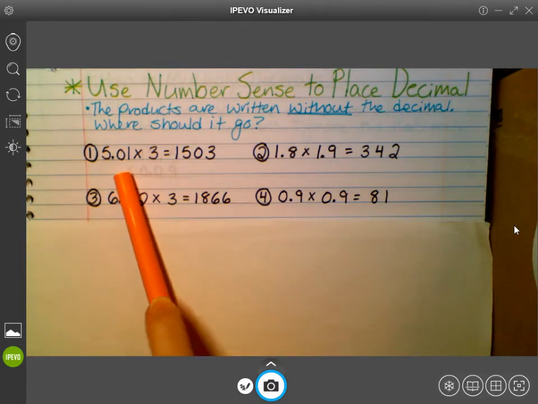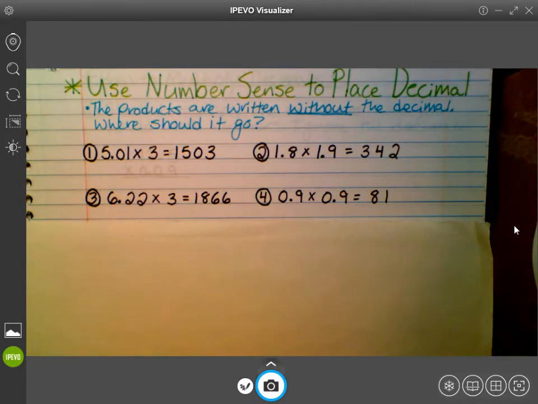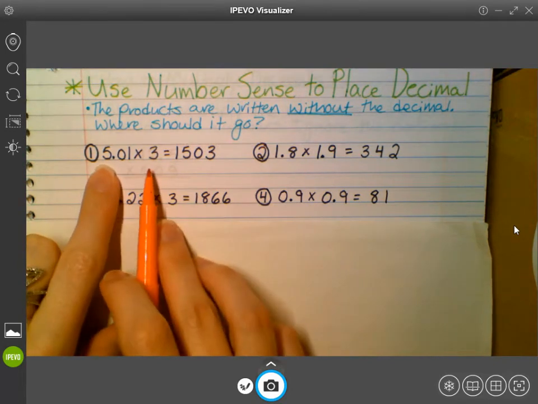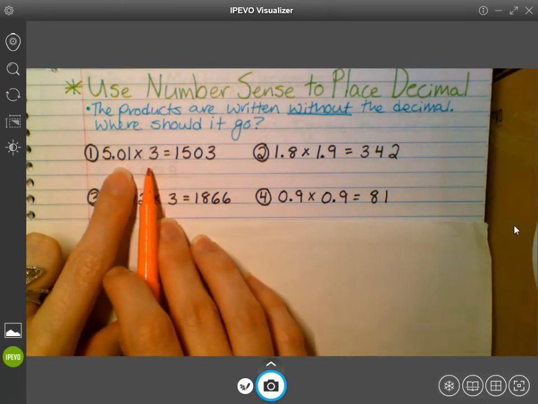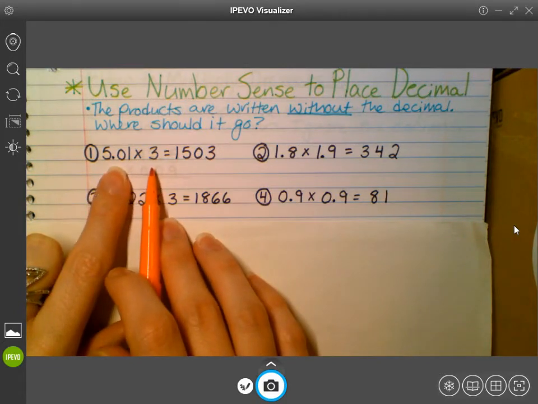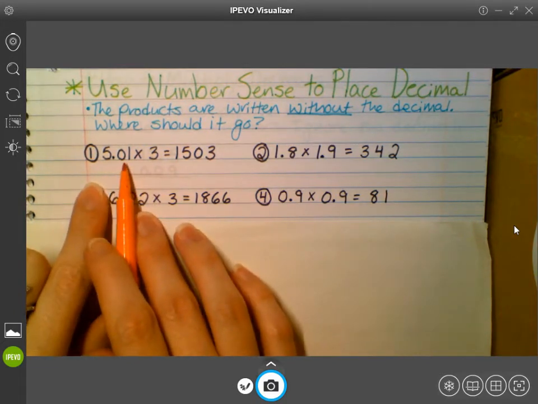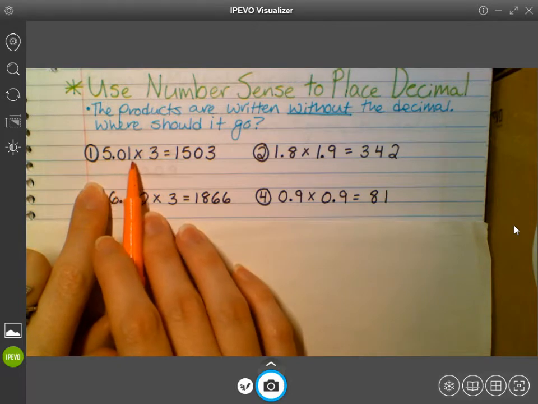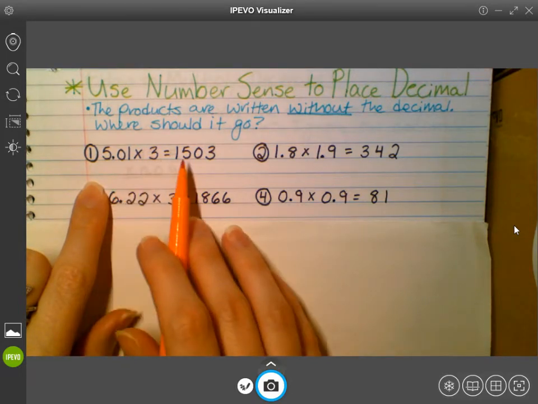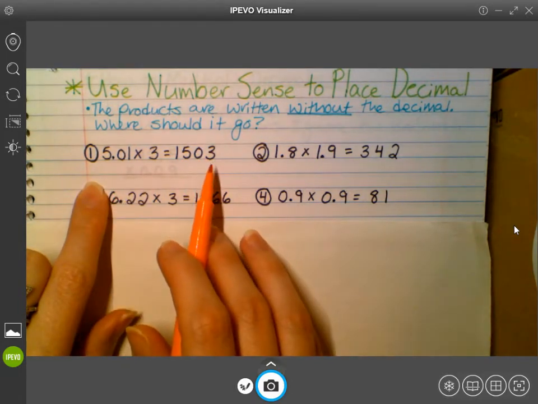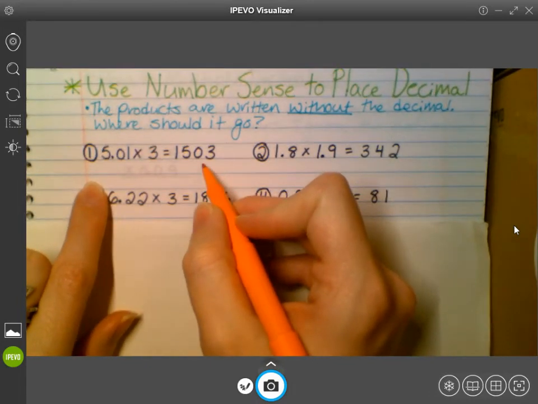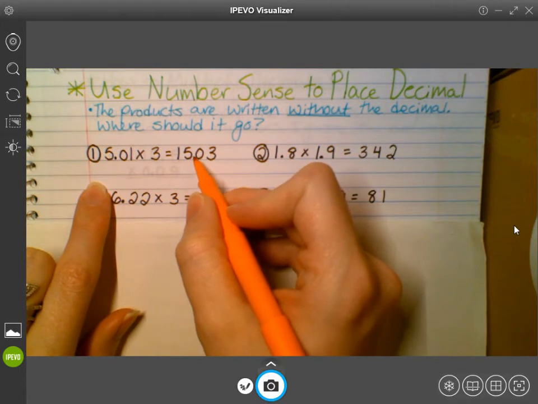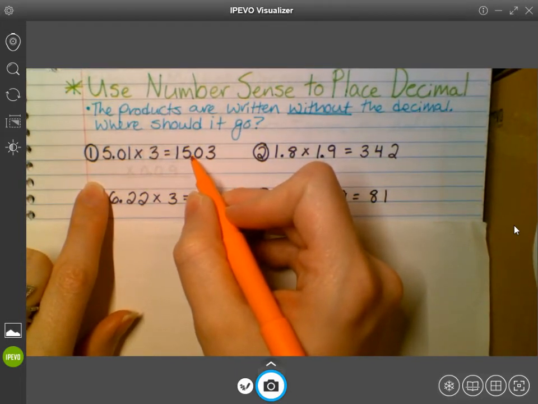So for number 1, we're given the digits 1503. So I'm going to look back at the two numbers we multiplied, 5 and 1/100 and 3. We look at both numbers, so it's between both numbers. We have two digits that are behind the decimal, the 0 and the 1. So that means in our answer, we need to have two digits behind the decimal. So I'm going to go in two spots, 1, 2, and my decimal should go between the 5 and the 0.